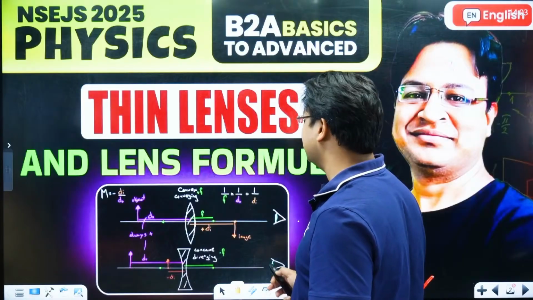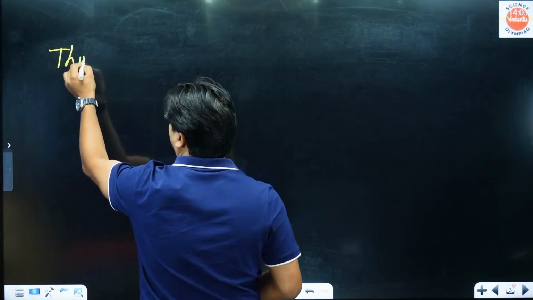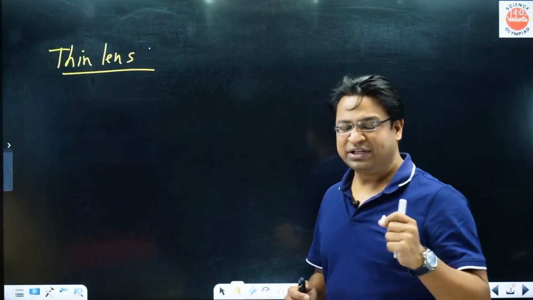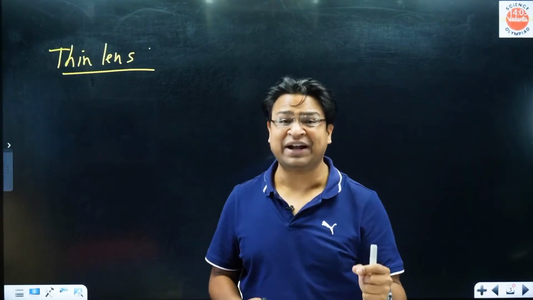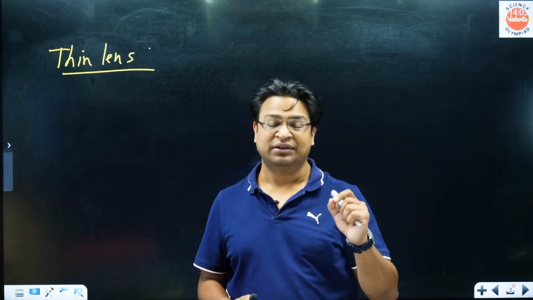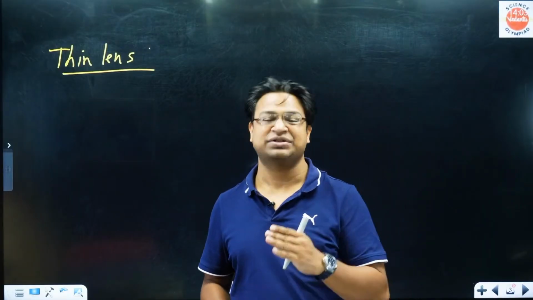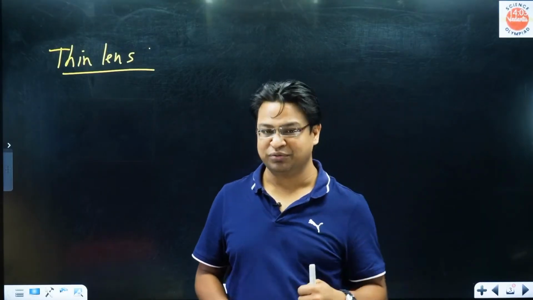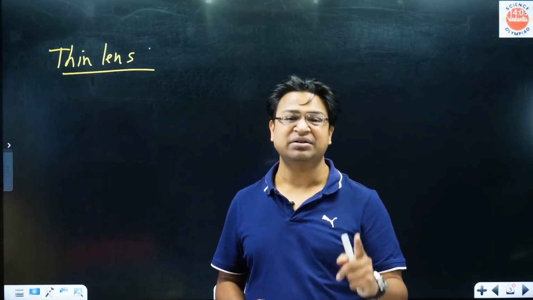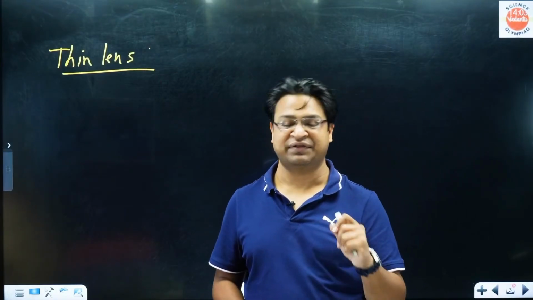So what exactly is a thin lens? Let me first define it. A lens in general is a transparent refracting medium bounded by curved surfaces. That is the definition of a lens. Let me repeat. If you want to write it down, you can go over this definition multiple times and write it in your notebook. You should do that actually. I'll repeat. A lens is a transparent refracting medium bounded by curved surfaces.